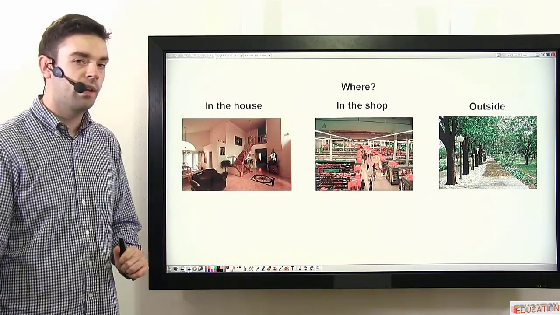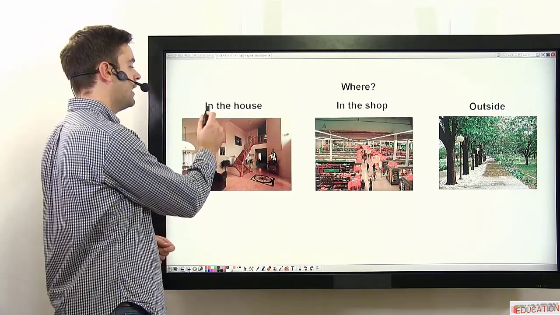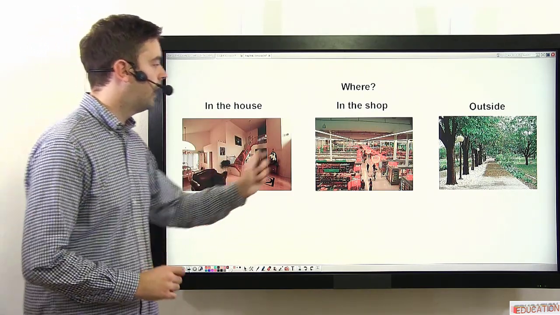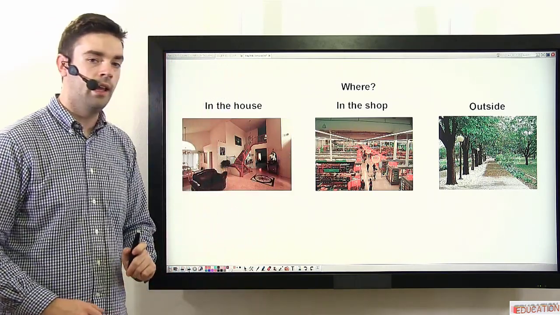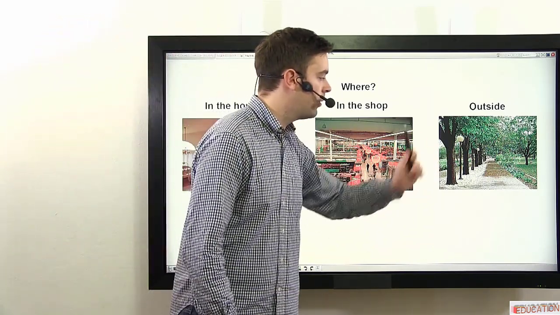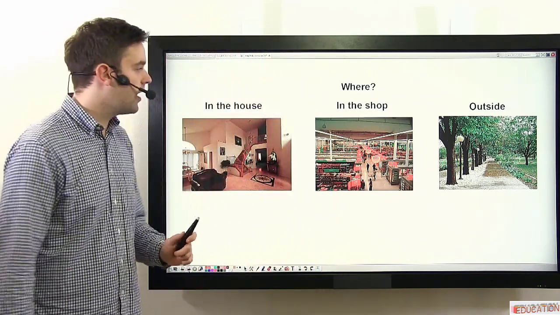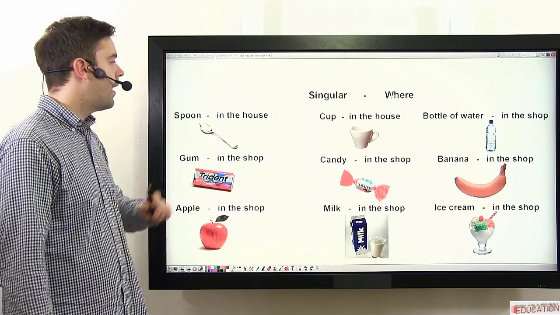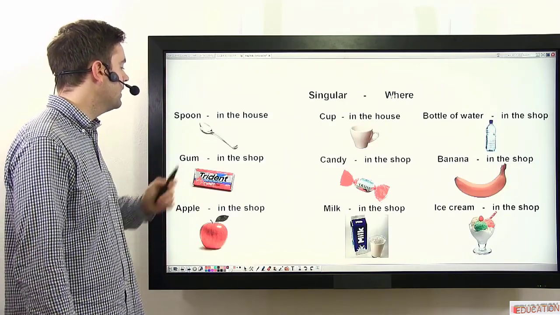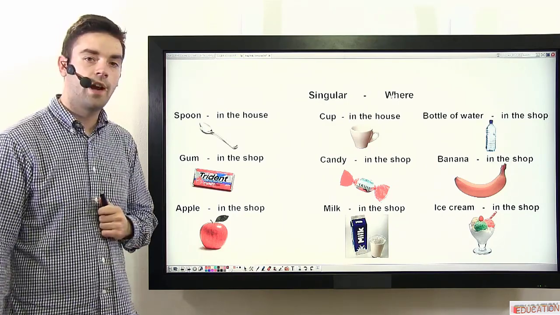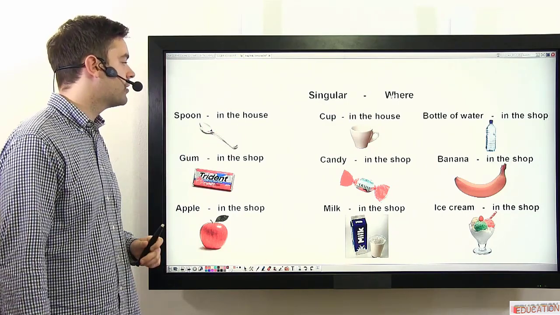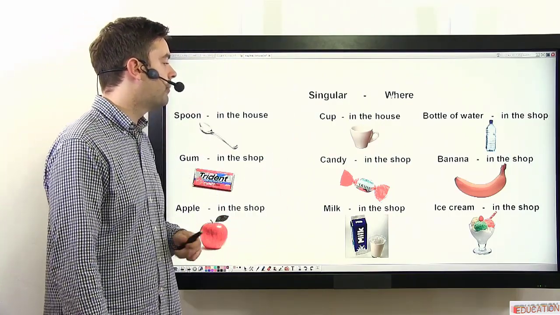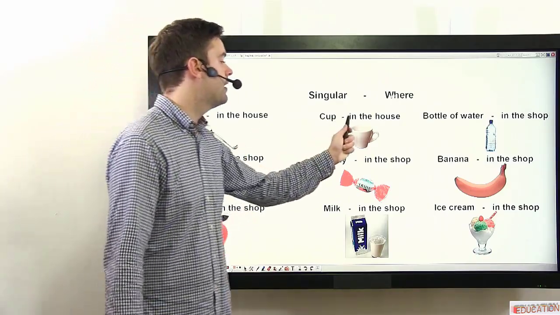Where? So we can find objects in the house, in the shop, or outside. Where? Spoon, S-P-O-O-N. We find the spoon in the house. Cup, C-U-P, cup. We find that in the house.